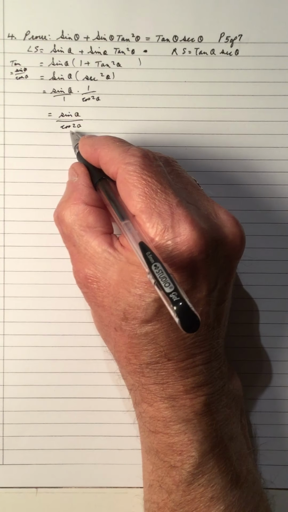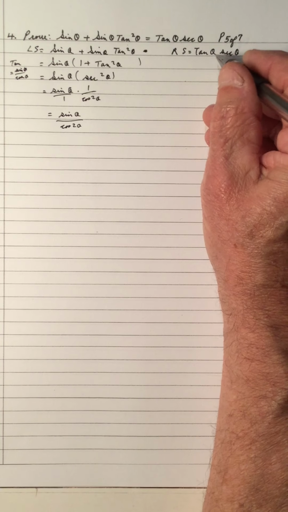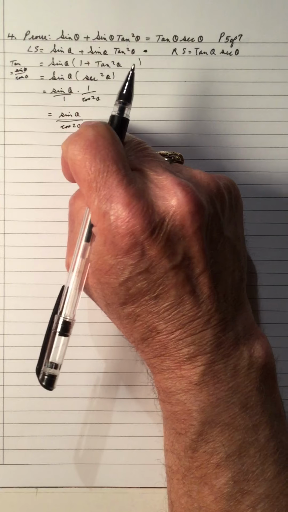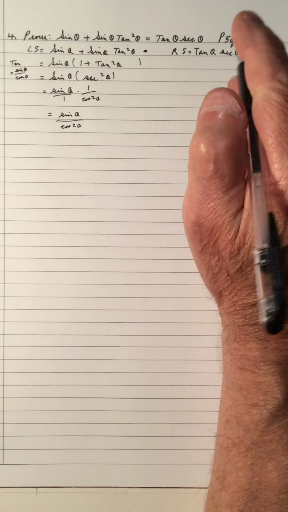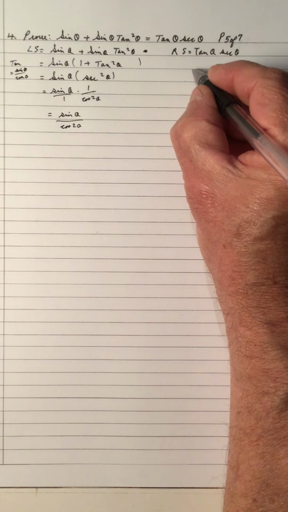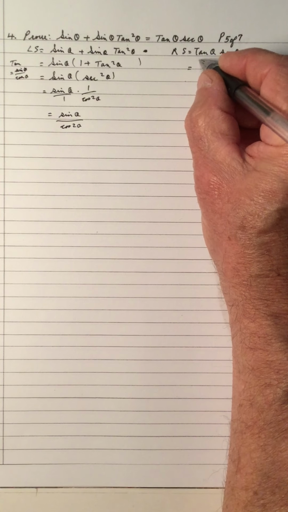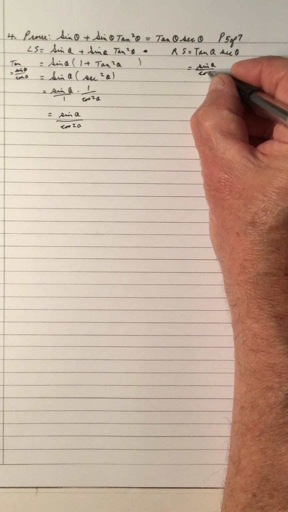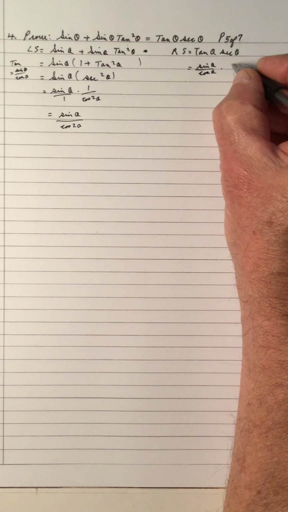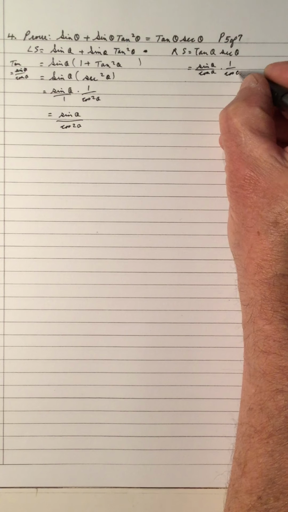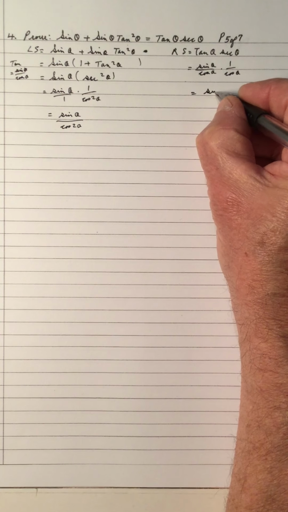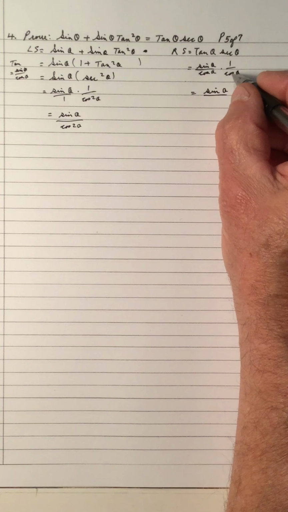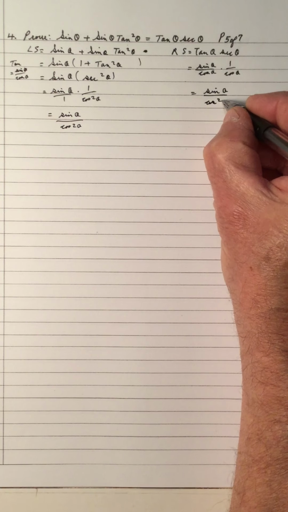Now, you've gotten this far, then, again, pretend you're working on your sheet of paper. So you got this far, and you're stuck. How do I get this side? So on a sheet of paper, you do, sorry, tan is sine over cos. Secant is 1 over cos. And that gives me sine theta times 1 is sine theta. Cos theta times cos theta is cos squared theta.